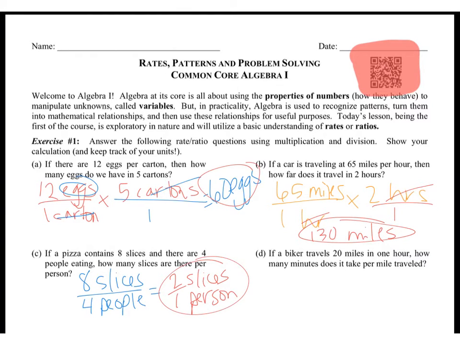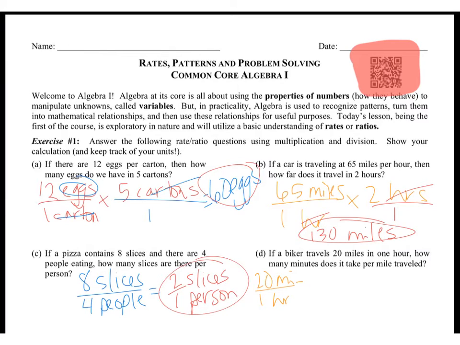And if a biker travels 20 miles in 1 hour, how many minutes does it take per mile traveled? So 20 miles in 1 hour, how many minutes does it take? So we have to actually make this to where the units become minutes instead of hours. So I needed more room for that. So 20 miles in 1 hour.